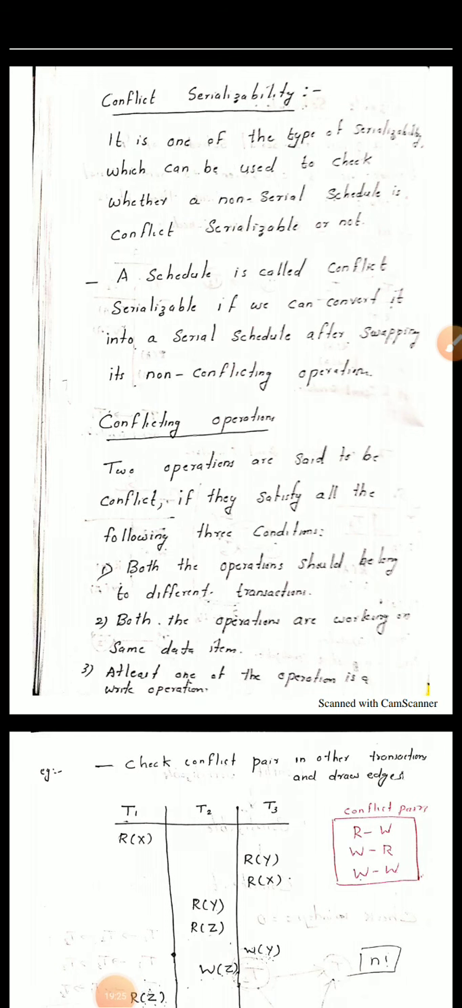Conflict serializability is one type of serializability, which can be used to check whether a non-serial schedule is conflict serializable or not. A schedule is conflict serializable if we can convert it into a serial schedule after swapping its non-conflicting operations. Two operations are said to be conflicting if all these conditions are satisfied: first, they belong to different transactions; second, they operate on the same data item; and third, at least one of them is a write operation.